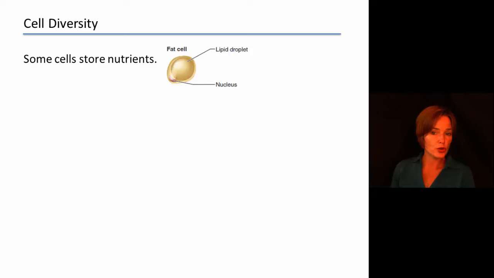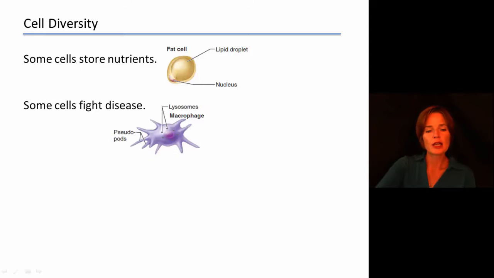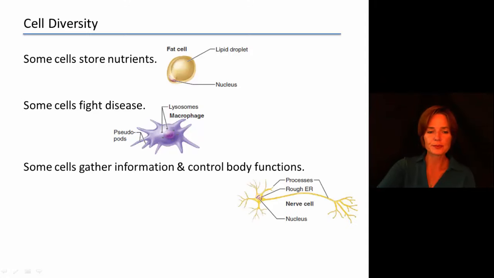Some are responsible for storage. So we have fat cells, for example, that do store fat, which is a form of energy storage. We have some cells that are responsible for fighting disease. So they fight different things that might attack our bodies or some just internal problems that we have. We have some cells that are responsible for gathering information, so pulling in information and responding in some way to control body functions. And that really is our nervous system that's doing that.